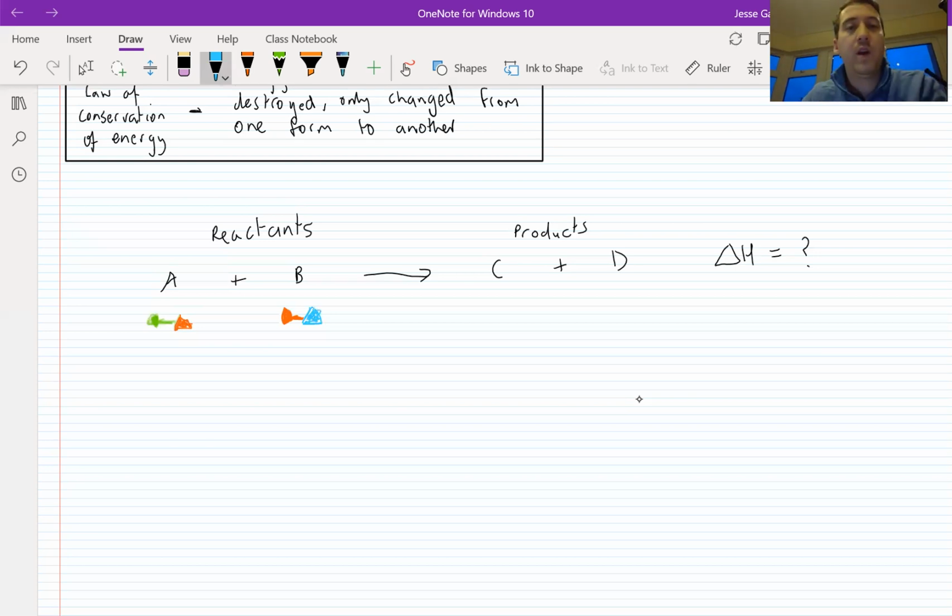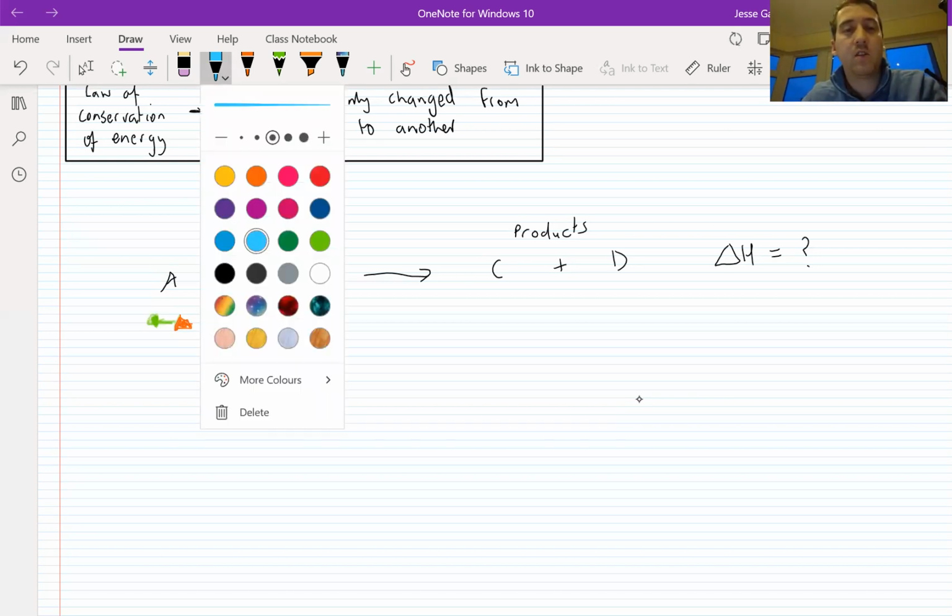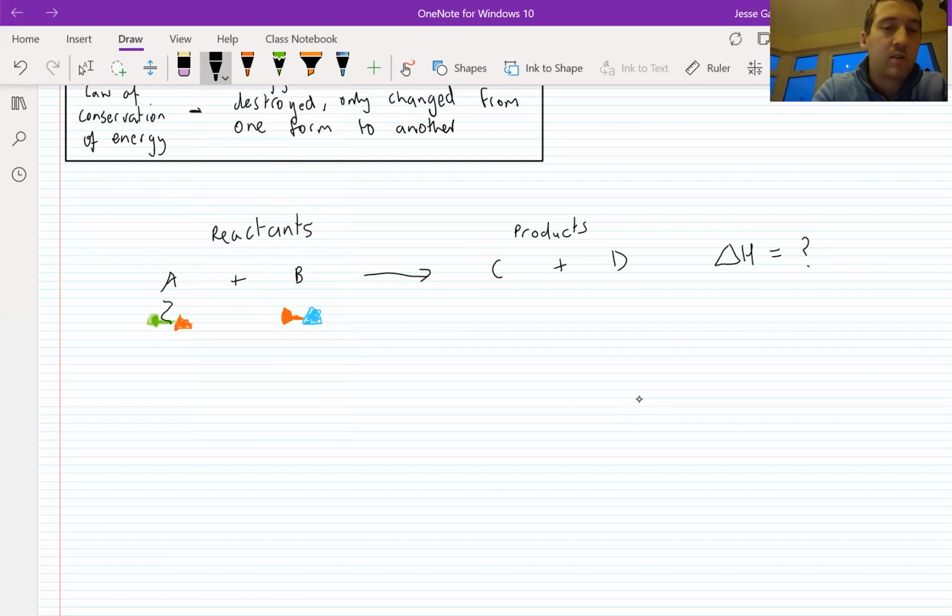Now, we know that during a chemical reaction, first of all, bonds get broken like this. So that bond and that bond have to get broken. Now, of course, that requires energy. So energy gets taken in from the surroundings to break the bonds. So we say that energy is coming in this step. So energy in.